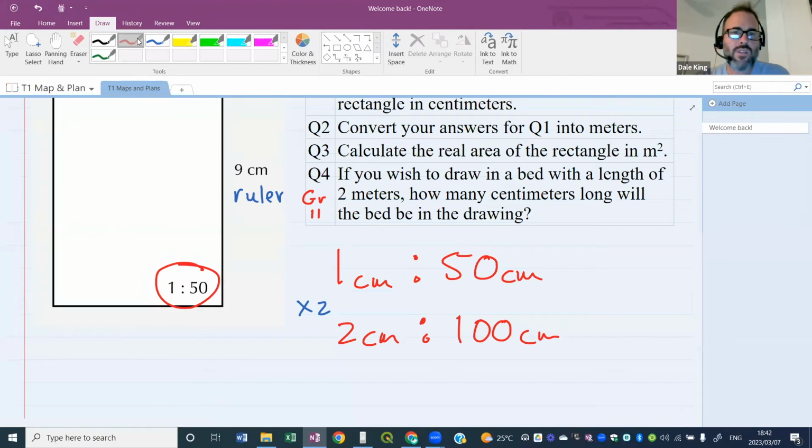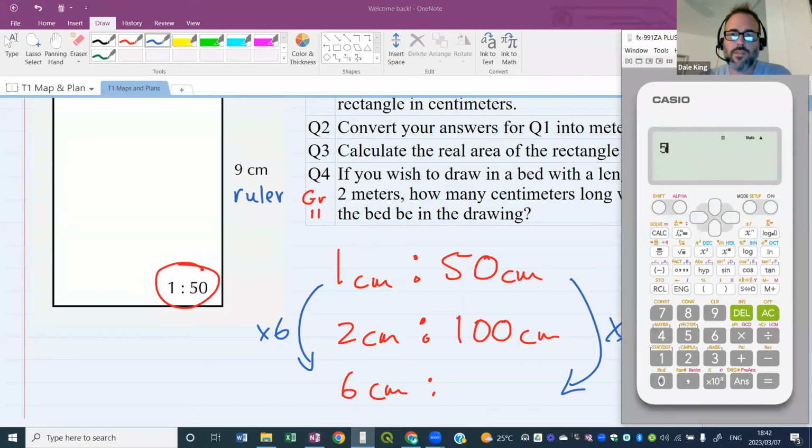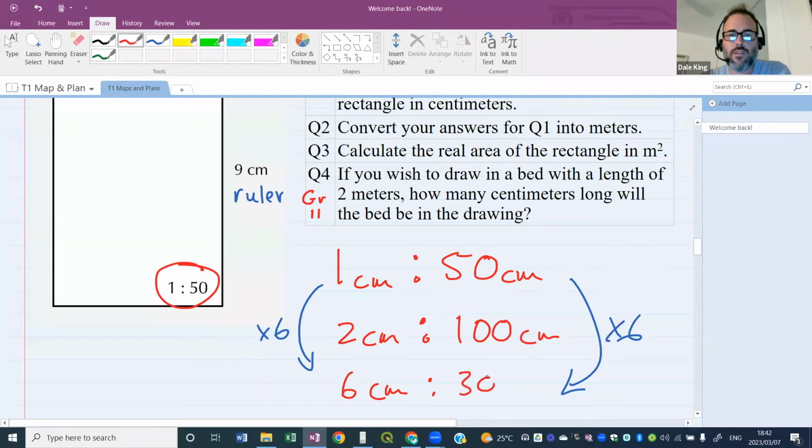But what if it was 6? It will be 1 times 6, and then on the other side, we also times by 6. Now I understand. Okay, good. So 50 times 6 will give you 300. Absolutely. Well done. Good job. Excellent. Well done. Thank you.